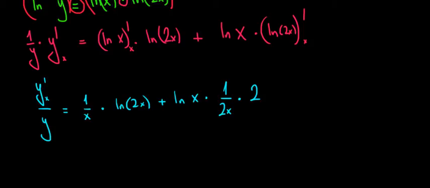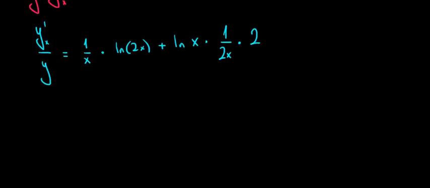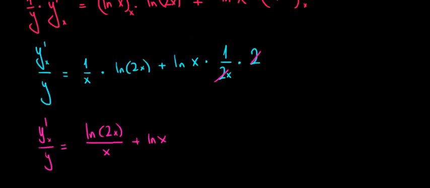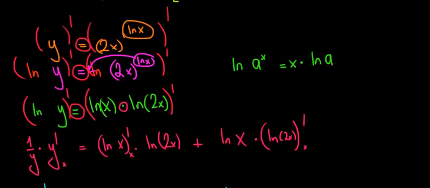Okay, let's see how we continue here. Make some space. We have still y derivative with respect to x divided by y is equal to, now 2 and 2 cancel out, and we would have ln of 2x divided by x plus ln of x times 1, so it's just plus ln of x. Now we need just the derivative of y with respect to x, because once again, let's not forget that derivative of y with respect to x is the same as the derivative of 2x to the power ln x. That's what we're looking for.